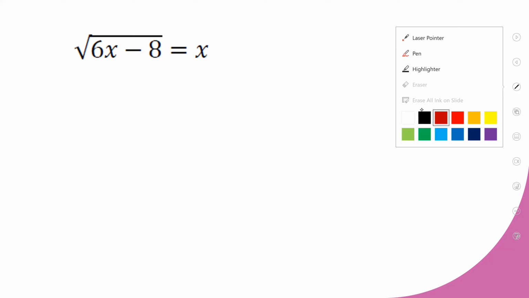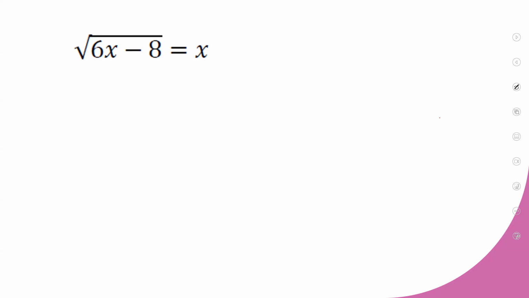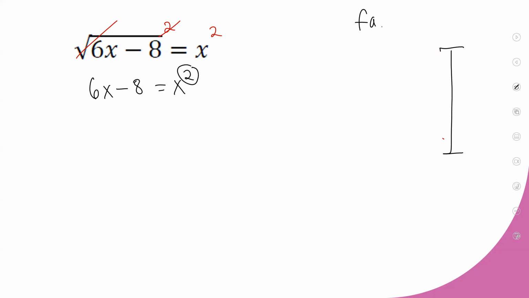Last example. We're going to go ahead and square both sides. It's already isolated, so we can just square both sides. The square root symbol cancels out with the squared. So I am left with 6x minus 8 equals x squared. Now, since I have a squared, we're going to have to factor. This is a factoring problem.